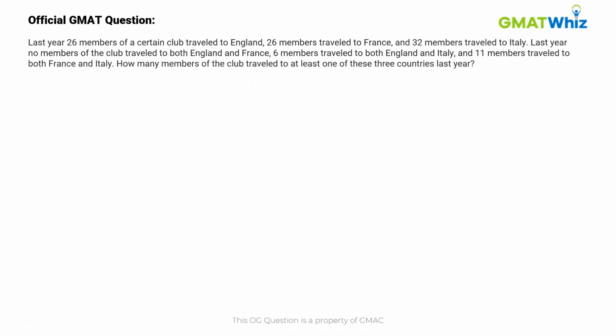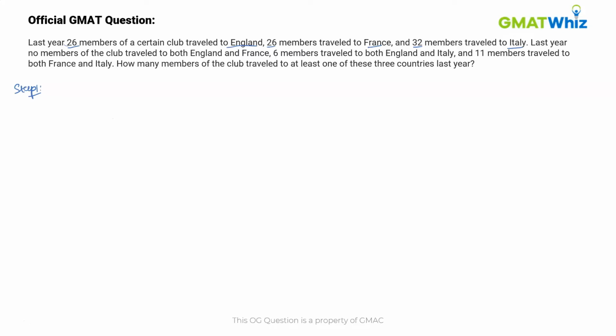In this question, we are given that last year 26 members of a certain club traveled to England, 26 members traveled to France, and 32 members traveled to Italy.